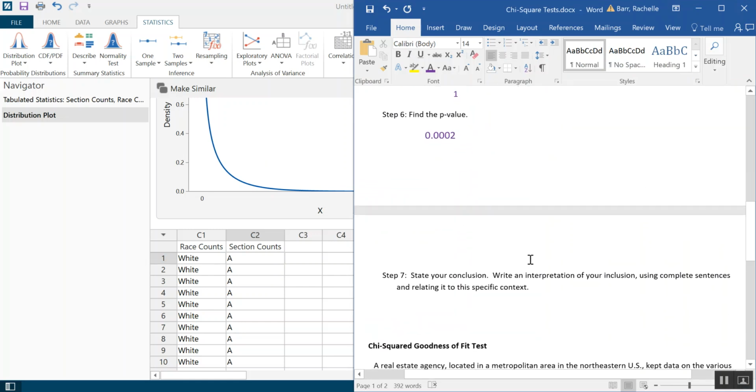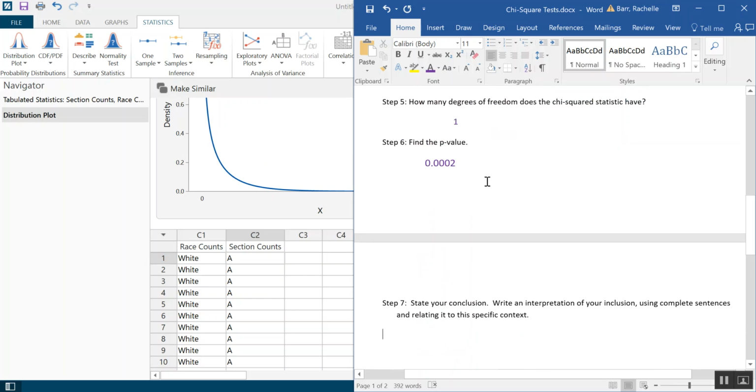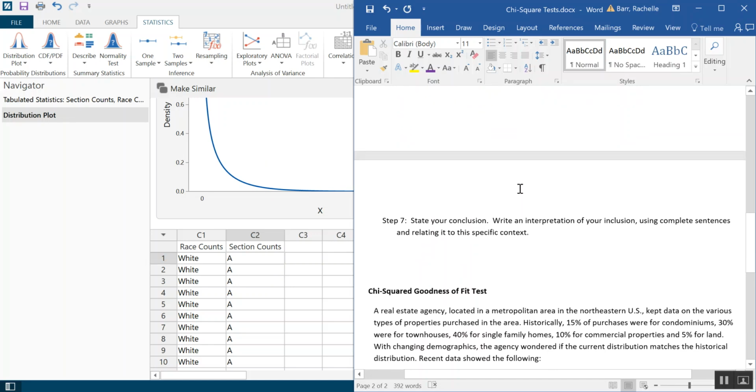Anyway. Okay, let's state our conclusion. Okay, super tiny p. We know what's going on here, right? Well, yeah, we're going to reject.